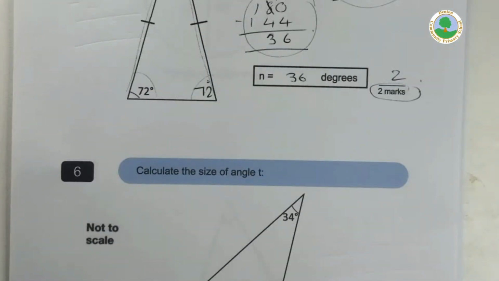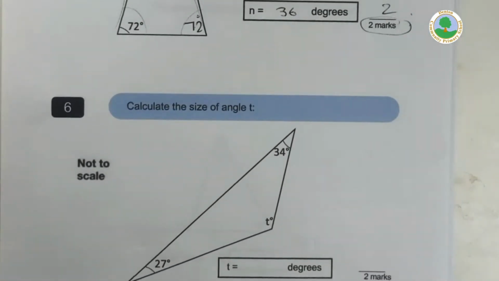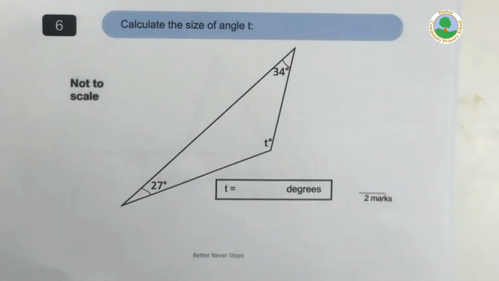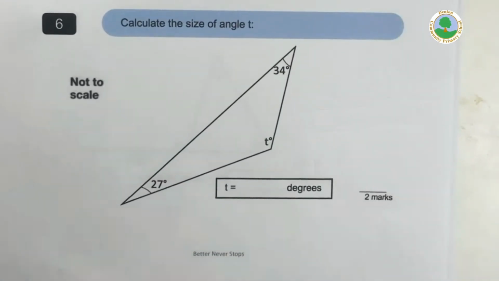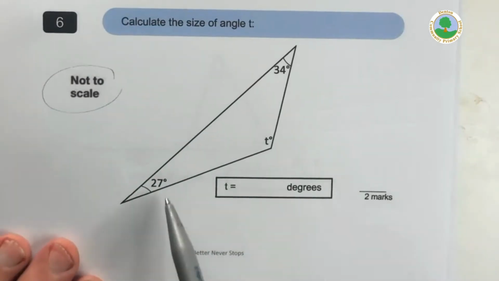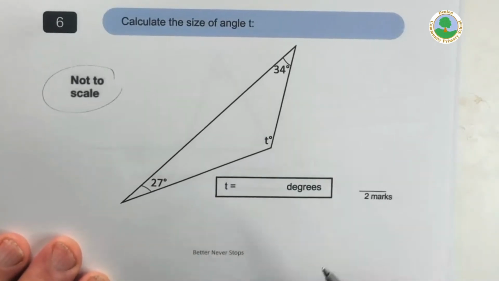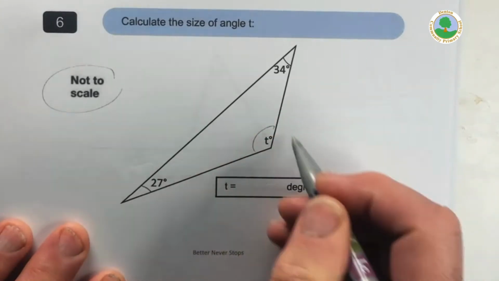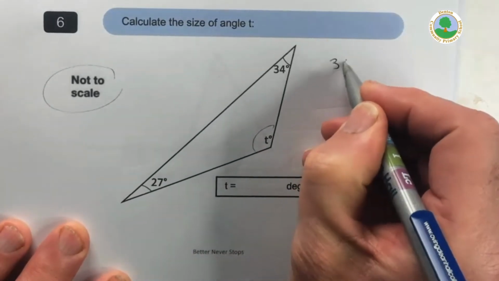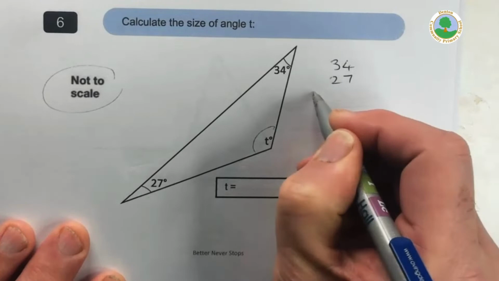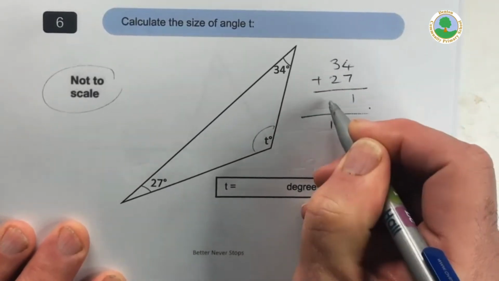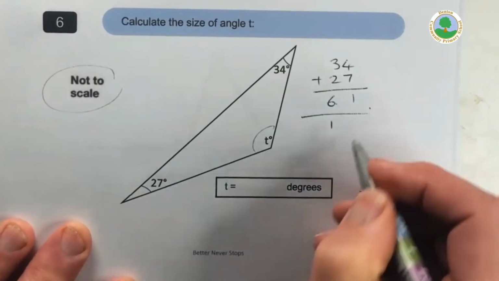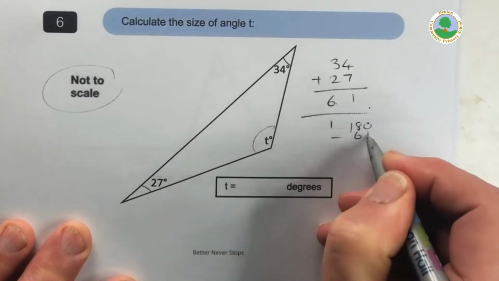Now, question 6. Let's have a look at question 6. Calculate the size of angle T. Again, not to scale, so we won't be measuring. This is another straightforward triangle question, and I've got 1, 2, 3 angles. So T is going to be 180, which is the total, take away these 2. Now 34 and 27 is 61 degrees. So 180 take away 61.